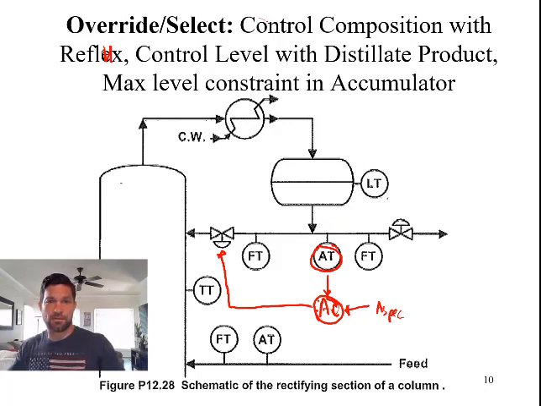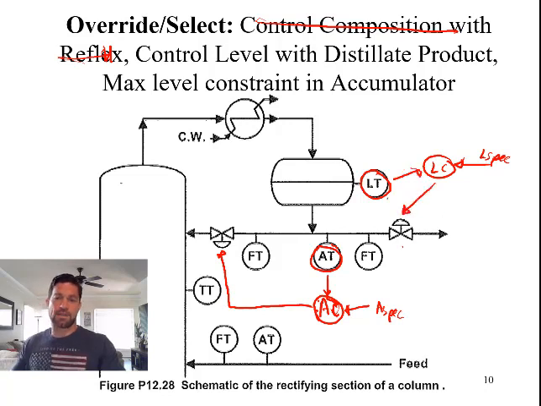Okay, so got that one. Composition with reflux control. The next thing, control the level with the distillate product flow. So I measure the level. I need a level controller, a specified level, to control the flow. Again, I'm not cascading this because it doesn't ask me to. I can just open and close this valve to keep this level where it needs to be. And really, this probably doesn't need a cascade loop anyway.